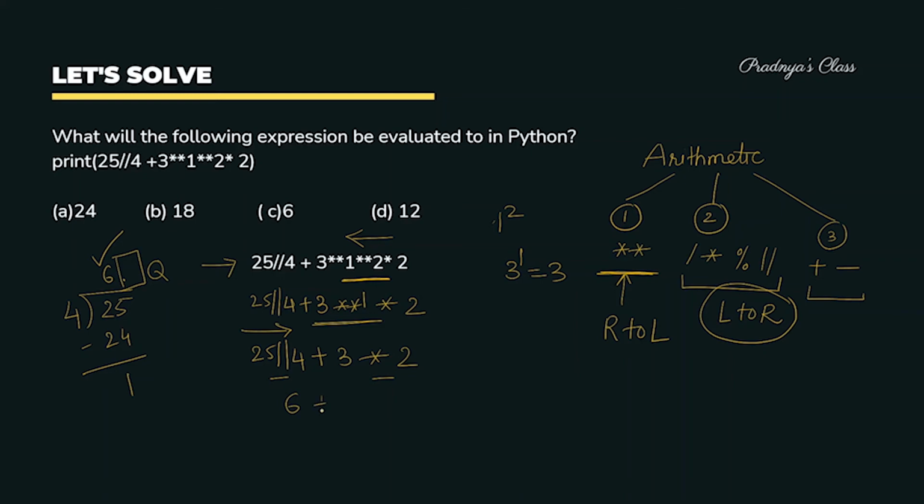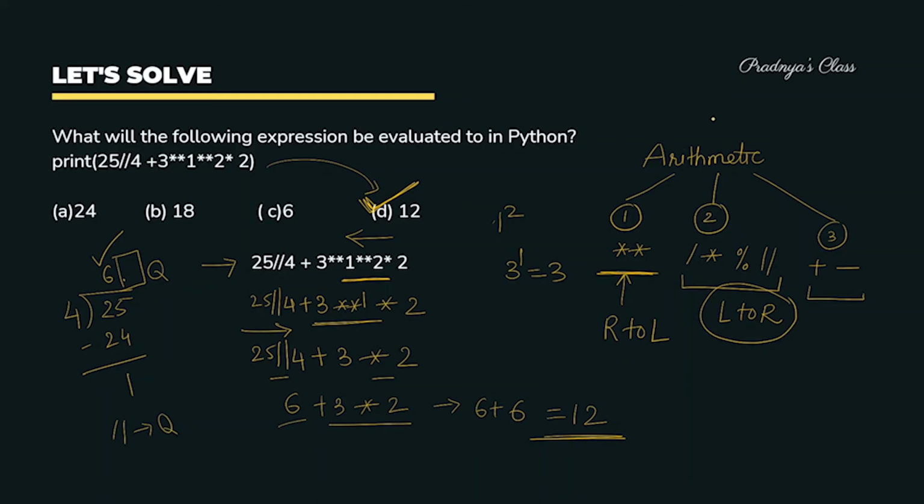So 6 plus 3 multiplied by 2. Now the multiplication will get worked out, which will give answer 6 plus 6, and the 6 plus 6 is 12. So the 12 is the correct answer, which is under the option D. So this expression will get evaluated to 12. Hope you understood this calculation. Floor division gives the quotient but it truncates the decimal part.